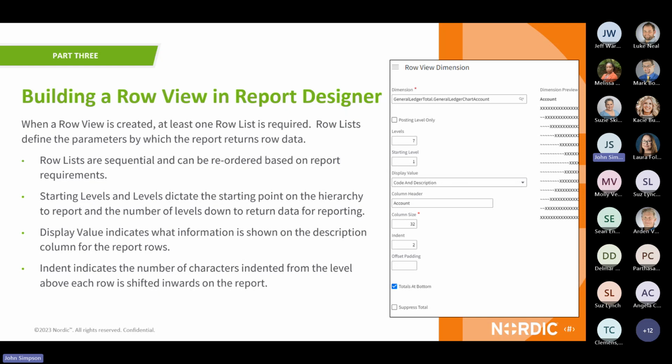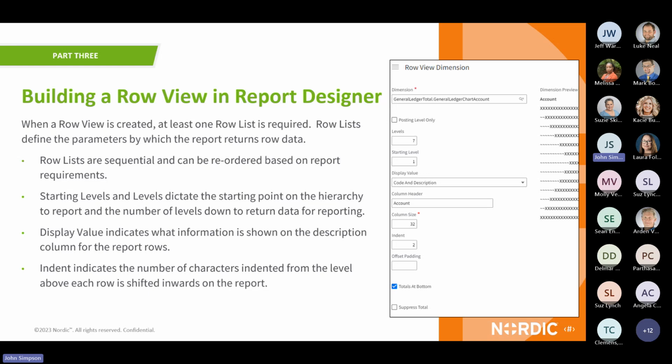First thing to note here is my dimension, right? I've got to select my dimension, basically telling it, hey, on the general ledger total, I'm going to grab my general ledger chart of accounts in this case. My levels. The starting level and levels are important because that's what's indicating to the report, hey, on my report, I want to start at level 1.